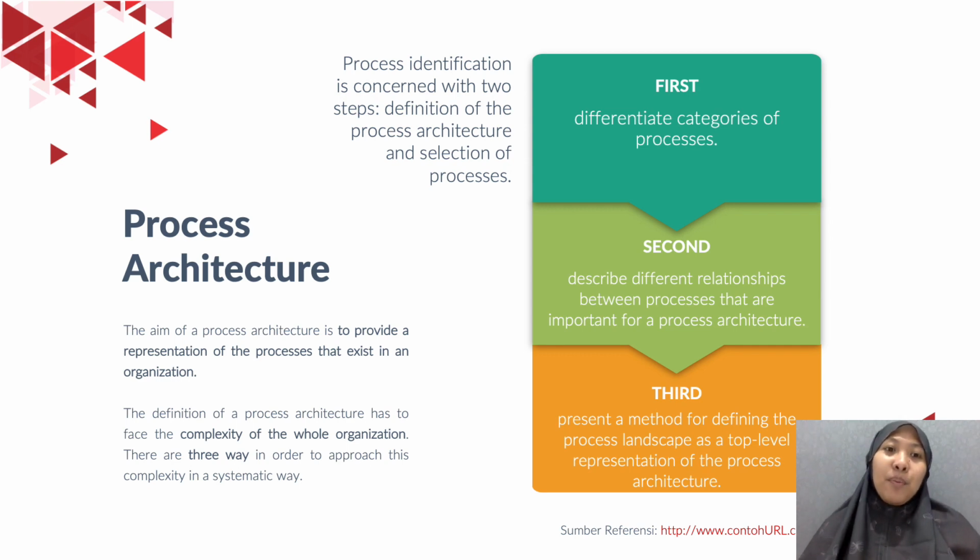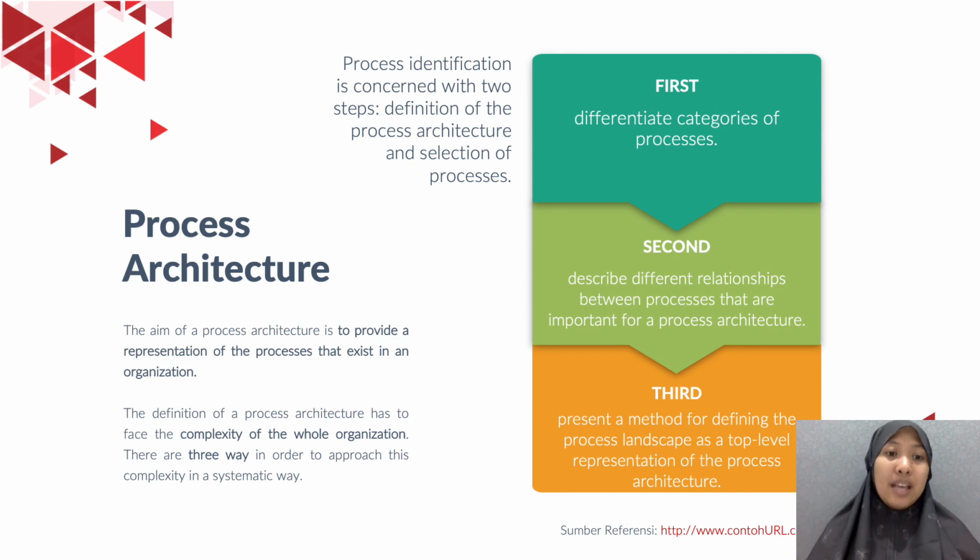Here we go. Process identification is concerned with two steps. The first, definition of the process architecture, and the second, selection of process. Here is the first step in the business process life cycle. This becomes part of business process management. The process architecture aims to provide a representation of the processes that exist in an organization. The definition of a process architecture has to face the complexity of the whole organization.